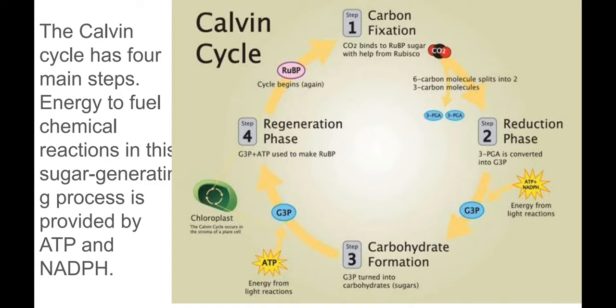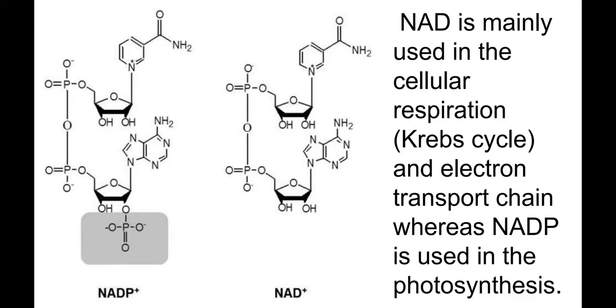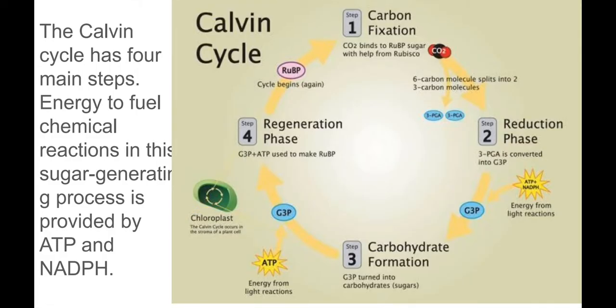Okay, let's go next. The Calvin cycle has, as I said, four main steps, and the energy for this sugar-generating process is provided by the light reactions from the first half of photosynthesis, in the form of ATP and NADPH or NADP plus, depending on the stage. What we have is the fixation of carbon: one carbon atom is added to RuBP, and we get three-carbon molecules called 3-PGA.